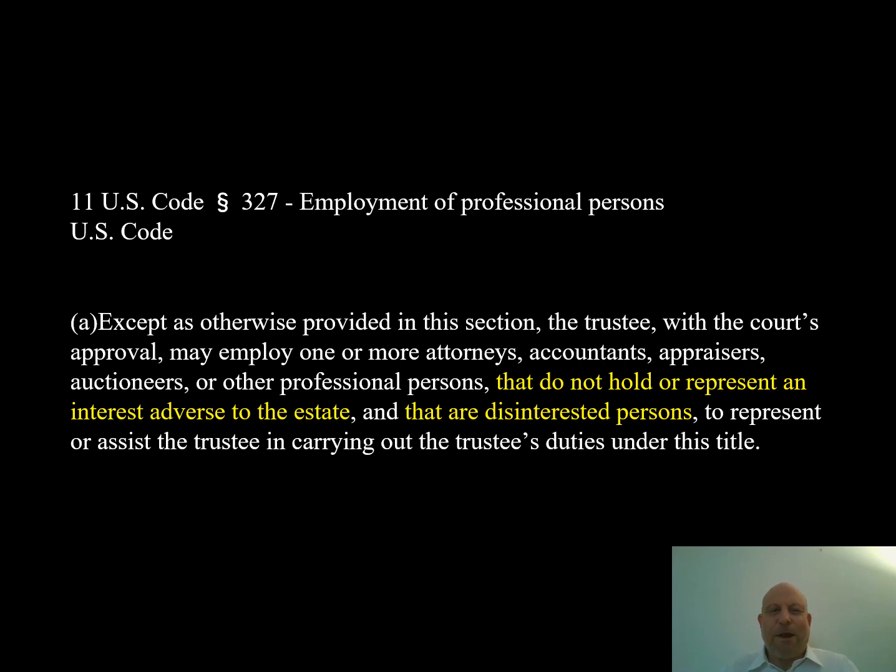And the main point of this is that you don't get to decide if you're disinterested. That's the point of this case that we're discussing. You don't get to make that decision. You have to make disclosures, and the court makes that decision.